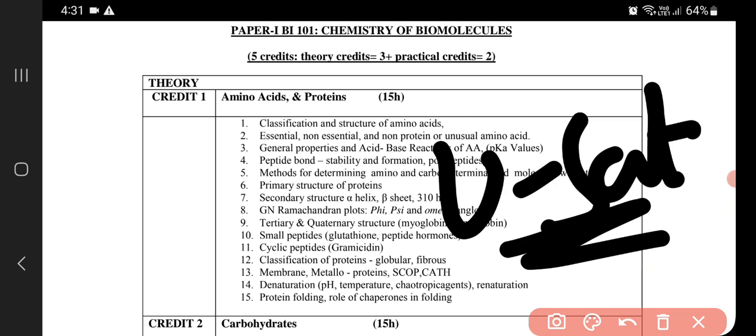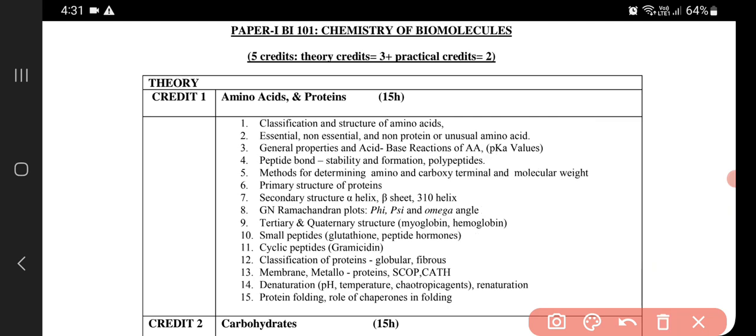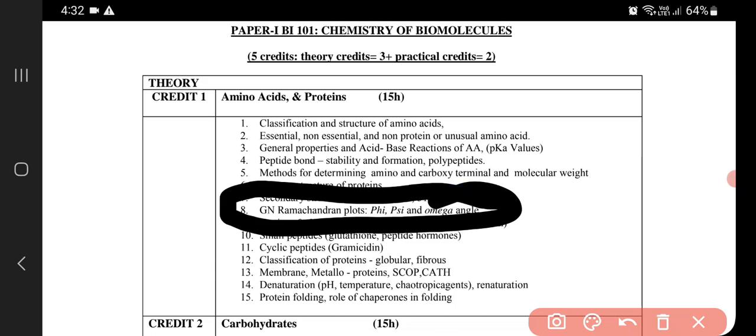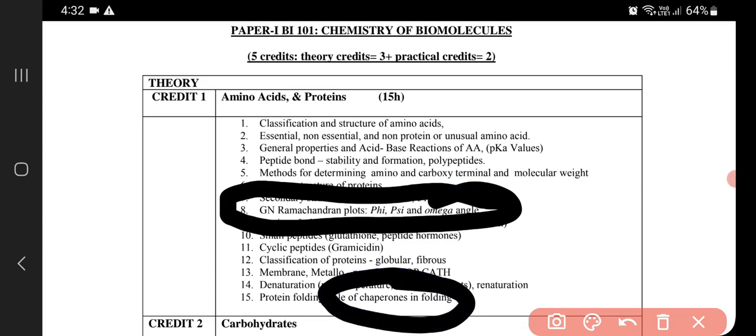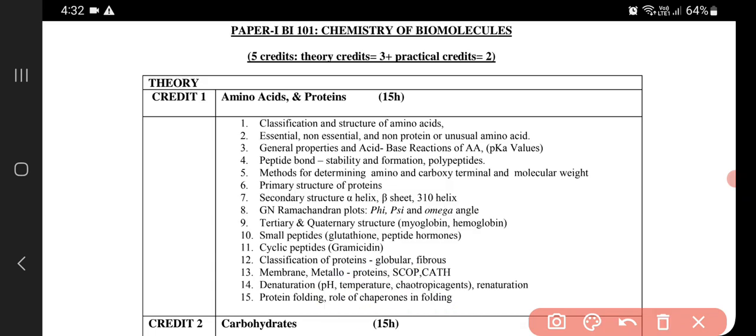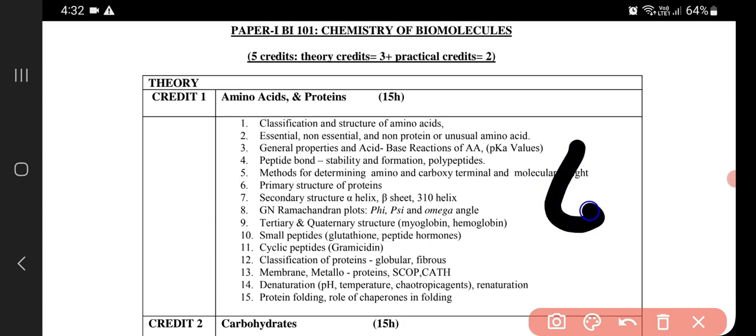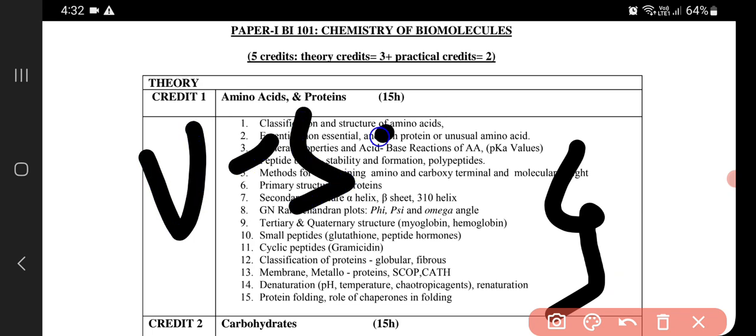Credit 1, and here you can see the 8th topic, G N Ramachandran plot. This you can't find in U Satyanarayana, and this, roles of chaperones in folding, you cannot find in U Satyanarayana. These topics are not there, and apart from that, what topics are not there? Cyclic peptide about gramicidin, it is not there. So these are the topics which are not included, for which I will give you the notes. The rest of the topics you can prepare from U Satyanarayana.